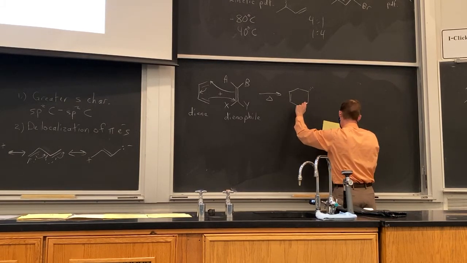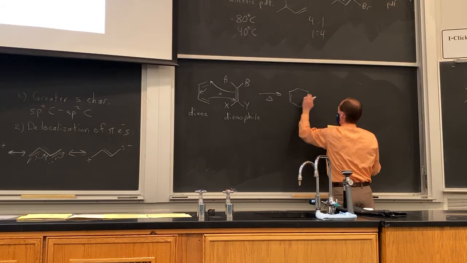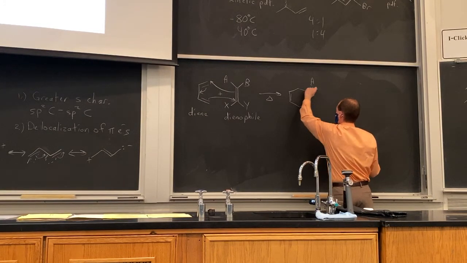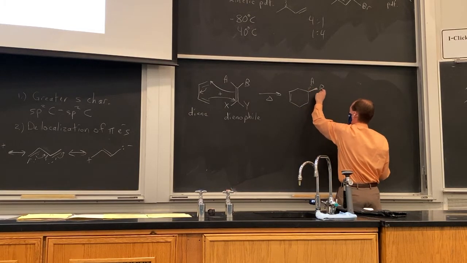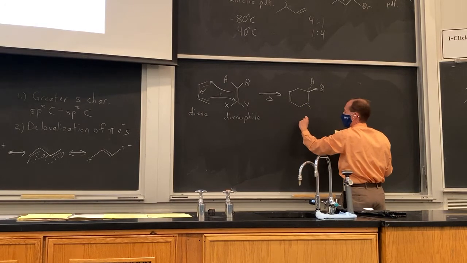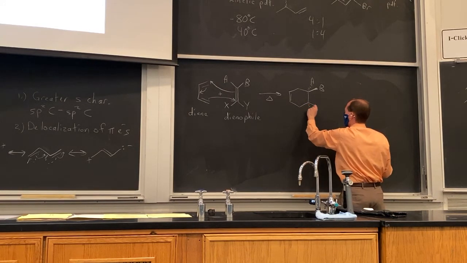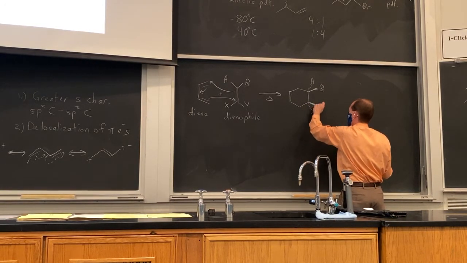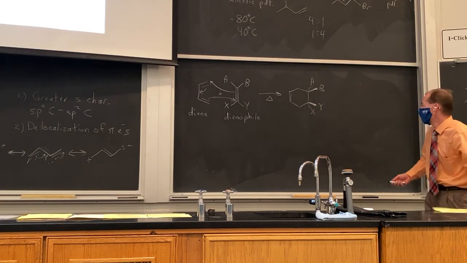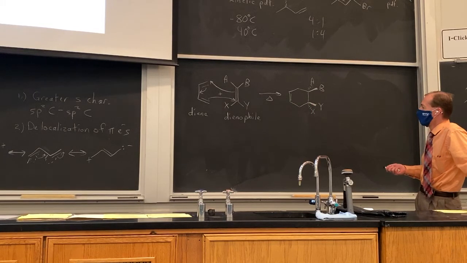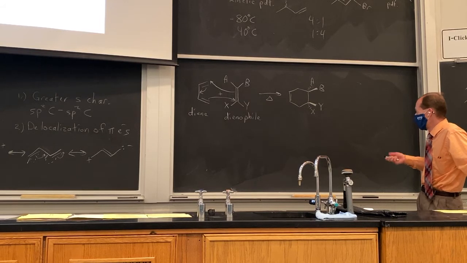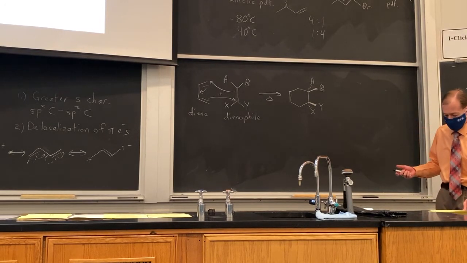We'll talk about this later on, the stereochemistry of the Diels-Alder reaction. It is a stereospecific reaction. The groups that are cis to each other in the dienophile will be cis to each other in the product. So you see the way that I've drawn it, A and X are cis in the product, cyclohexene. A and Y are trans in the dienophile. They're trans to each other in the cyclohexene product.